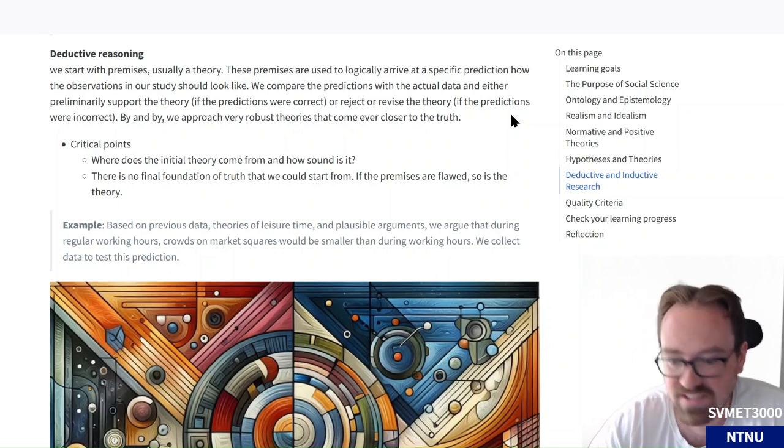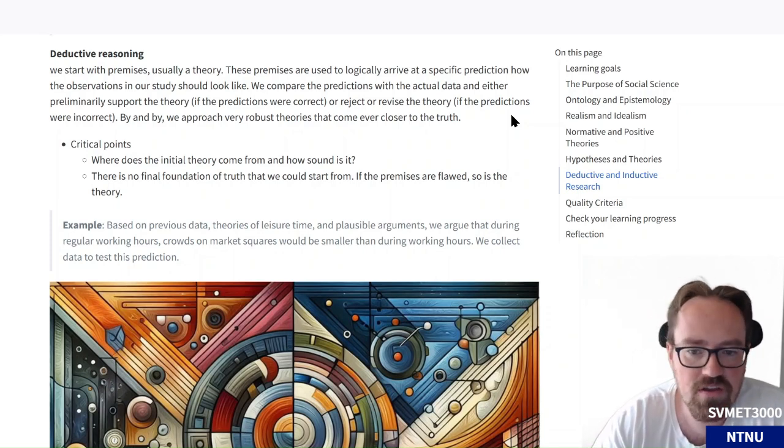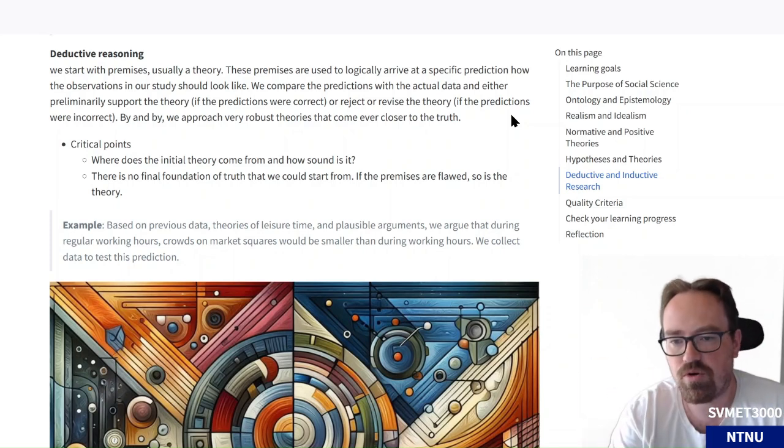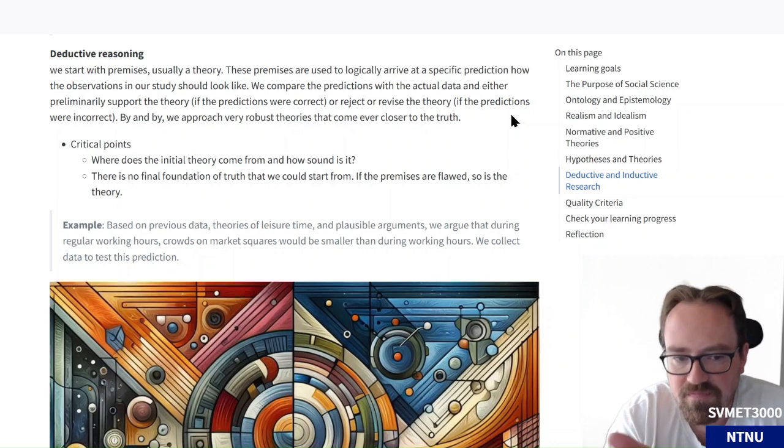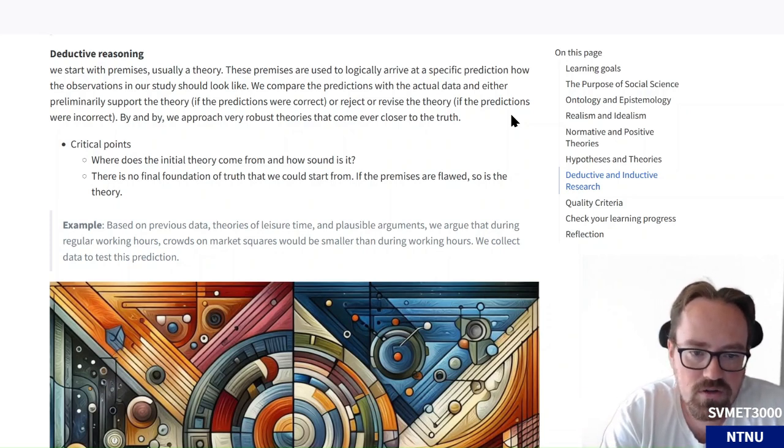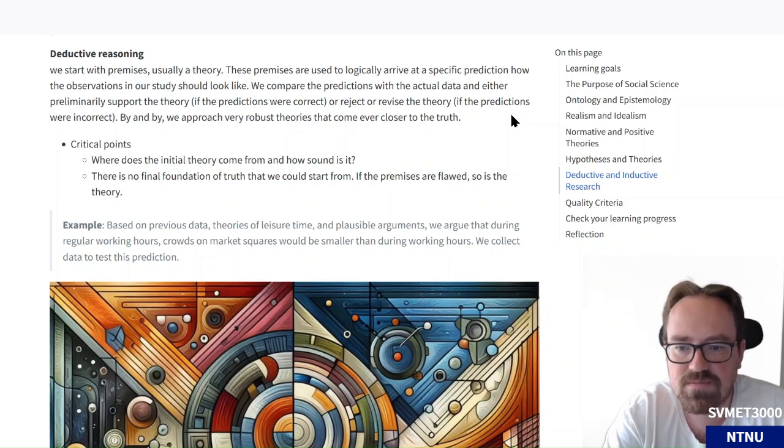Many would say it doesn't really matter where the initial theory comes from because it's only a point of departure. But then how do you revise the theory? That's also not immediately prescribed how to do that. And there's also no final foundation of truth that we could start from to arrive at our premises.